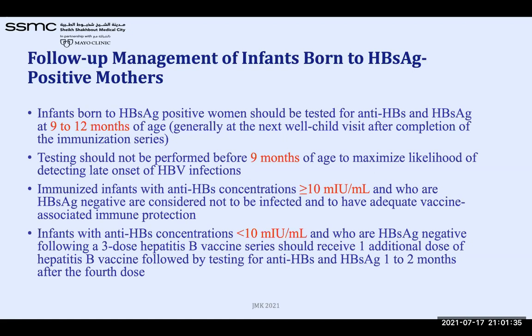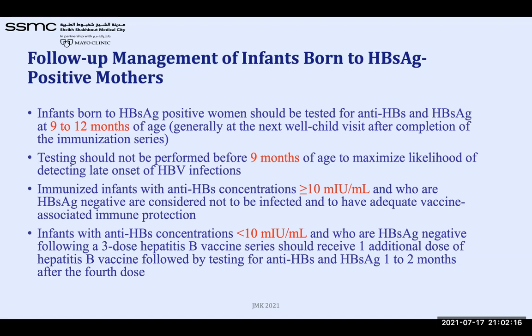So infants born to HBs surface antigen positive women should be tested for anti-HBs and HBs surface antigen at 9 to 12 months. Testing should not be performed before 9 months, to maximize the likelihood of detecting late onset HBV. So let's say you did the test and you find it more than 10 micro international unit per ml, and they are HBs surface antigen negative, they are considered not to be infective and to have adequate vaccination.